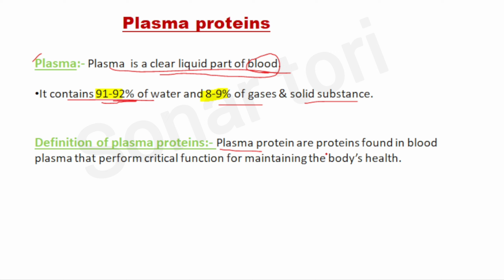What is plasma protein? Plasma proteins are the proteins found in our blood plasma that perform critical functions for maintaining the body's health. So plasma protein is mainly a type of protein found in our plasma, and it performs critical functions for maintaining the health of our body.